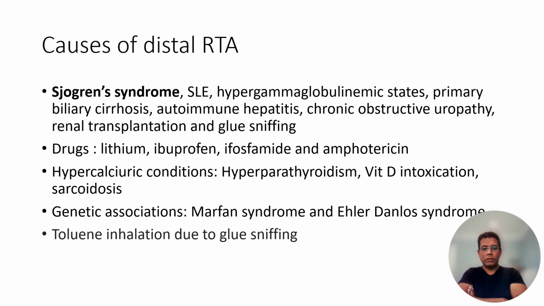causes. The one big cause that you cannot forget is Sjogren's syndrome. So literature says that 25 to 30% of people with Sjogren's syndrome actually have distal RTA. Don't forget lupus. Many of the cirrhotic conditions, chronic liver disease conditions, can give you a bit of distal RTA. Chronic obstructive uropathy, so our urology colleagues I think sometimes come across it. Renal transplant and glue sniffing, which I don't think is practiced now a lot, but probably in some part of the world it still is.